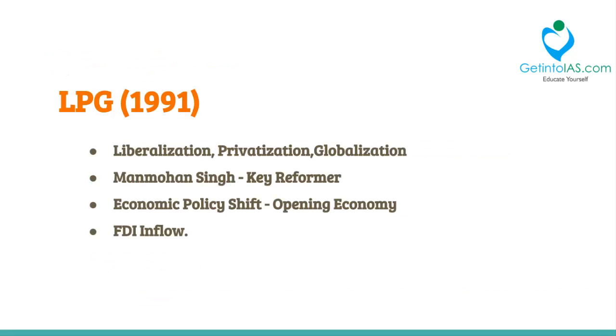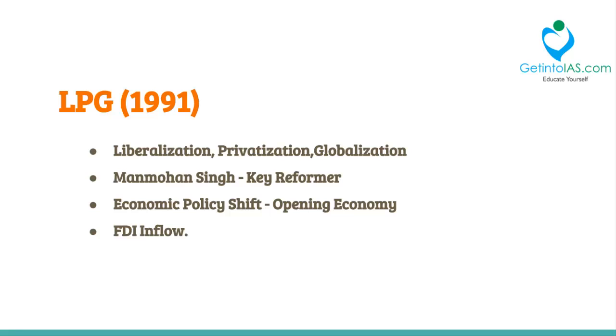That is a major shift when tracing from 1947. The major shift in the economy happened in 1991 under Narasimha Rao's period. Manmohan Singh, the former Prime Minister, is the key reformer of this LPG. So what is this LPG? It is nothing but liberalization, privatization, globalization. Okay, it means we are opening our economy.